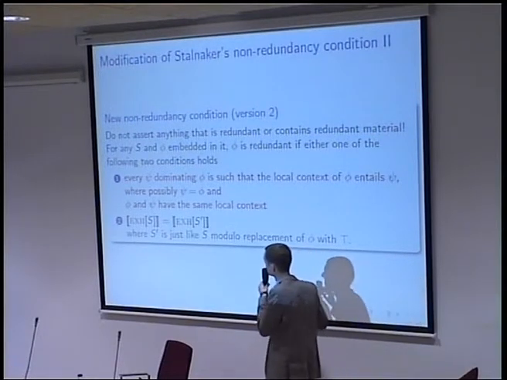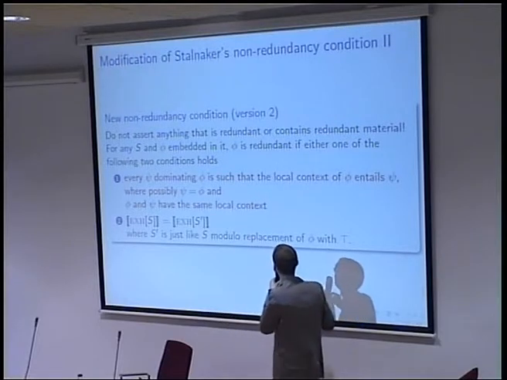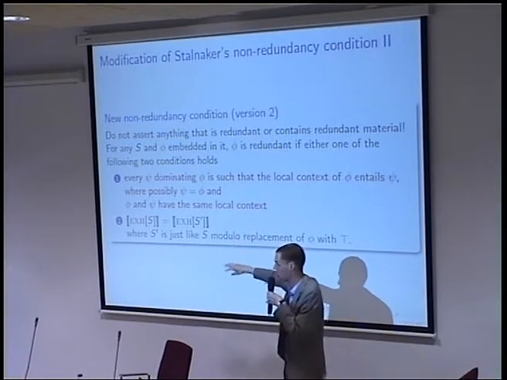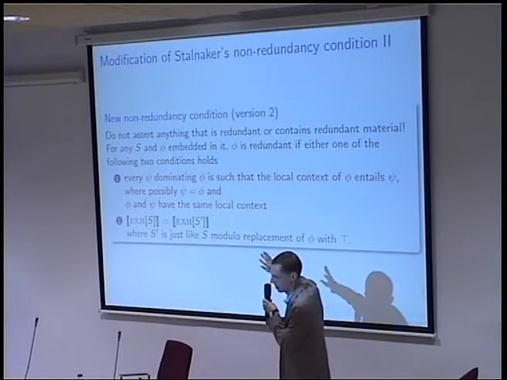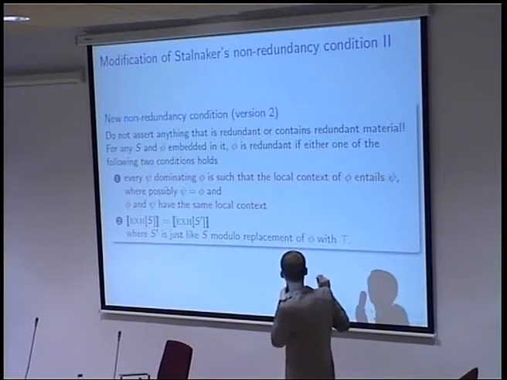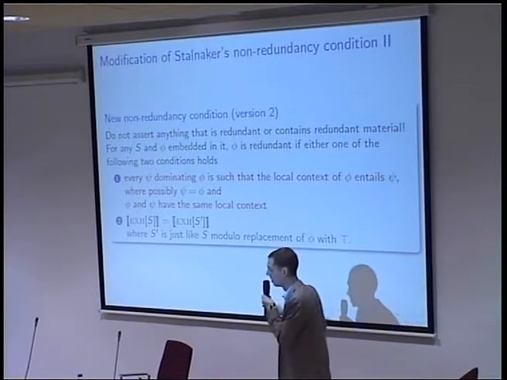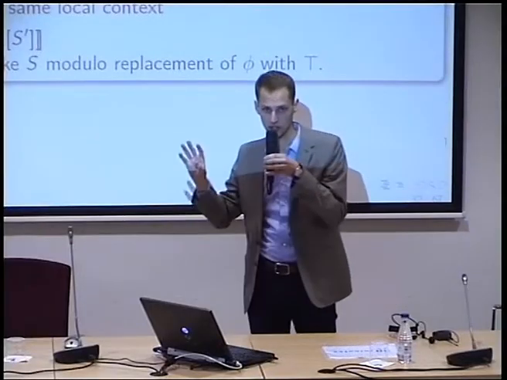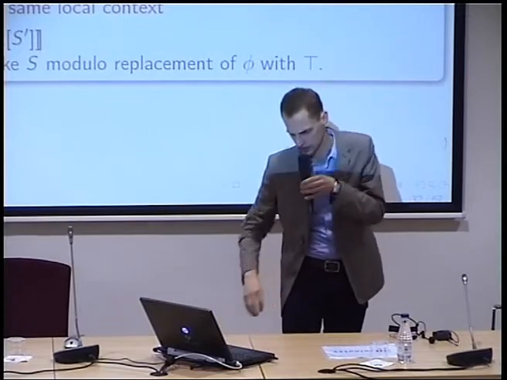And for any sentence S and material phi embedded in it, phi is redundant if either one of the following two conditions holds. Two stays as before. One is, now I'm just going to read it out. It says that every psi dominating phi is such that the local context of phi entails psi, and possibly psi is identical to phi, and phi and psi have the same local context, which is crucial for us, right? That they have the same local context.